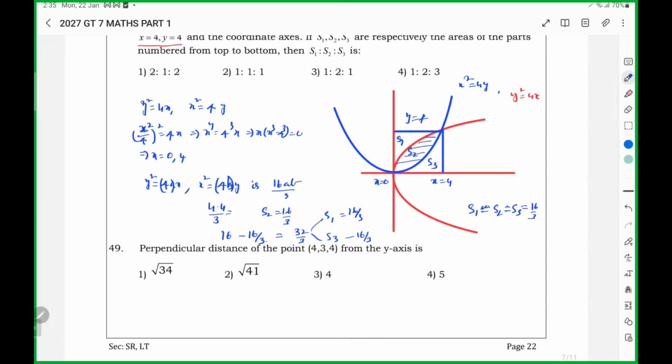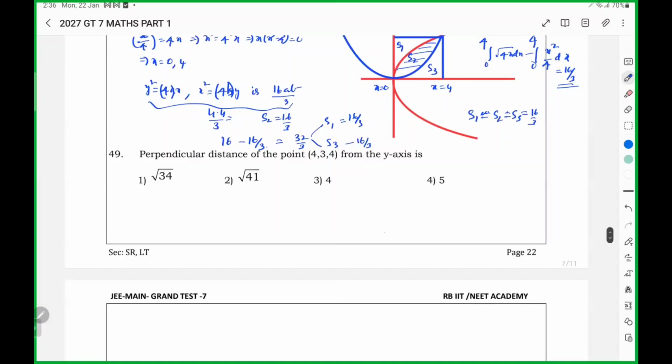For those who still want an explanation, here I wrote the straight formula: from 0 to 4, the dominating curve, root 4x dx, and this curve, if you write y as x square by 4, simplify it, you get 16 by 3.